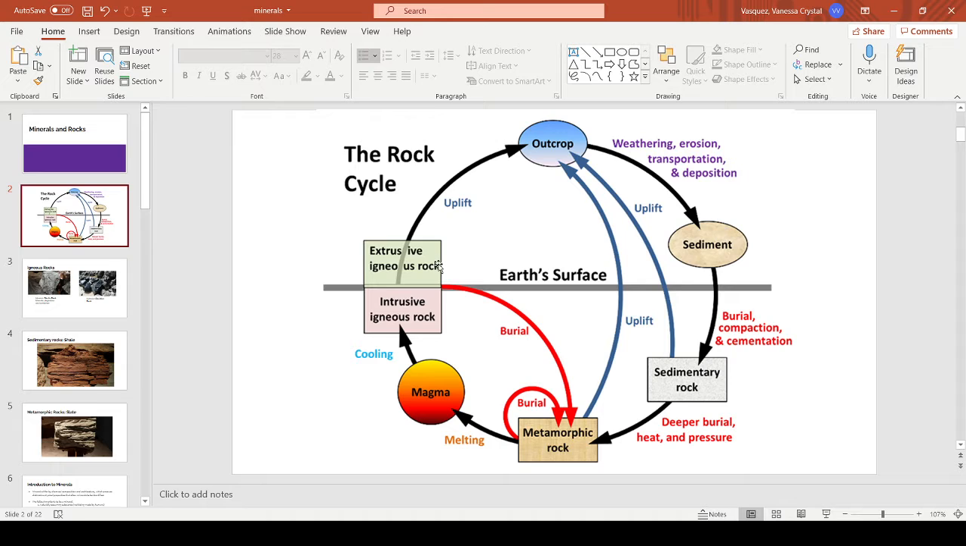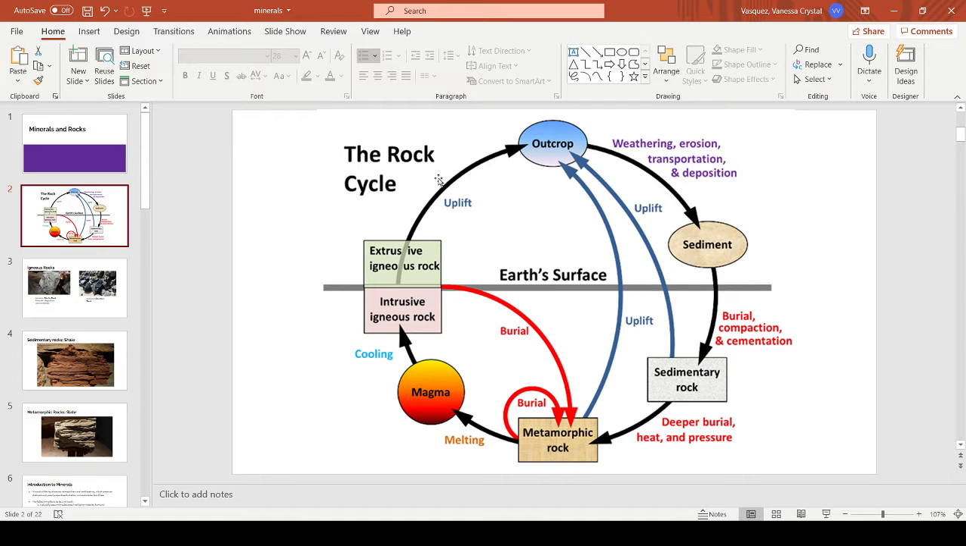So igneous rocks are formed when magma cools and hardens. When magma cools and hardens below the surface, this is known as intrusive igneous rock, and when magma cools and hardens above the Earth's surface, this is known as extrusive igneous rock. An example would be a volcano: the volcano erupts and the magma flows onto the Earth's surface. The magma will quickly solidify, forming extrusive igneous rocks.